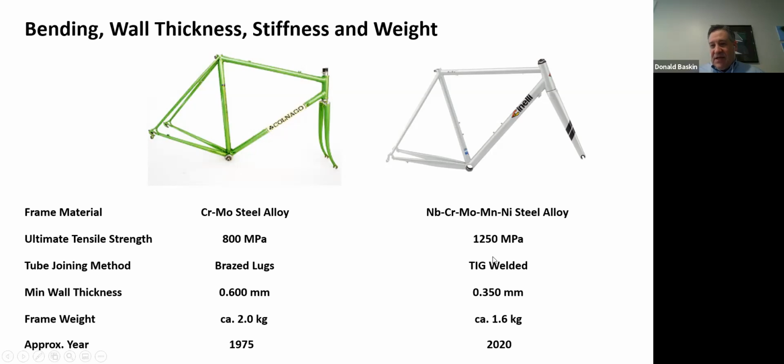Anyway, this frame is actually TIG welded together, so higher temperature but more focused. I guess they can get away with that because the area of material that they're joining is larger because the tubes are larger in diameter. The thinnest point on this frame, again, is right here in the middle of the top tube. And the wall thickness here is about 350 microns, so significantly thinner than the material in the top tube right here. This frame, including the fork, weighs about 1.6 kilograms.